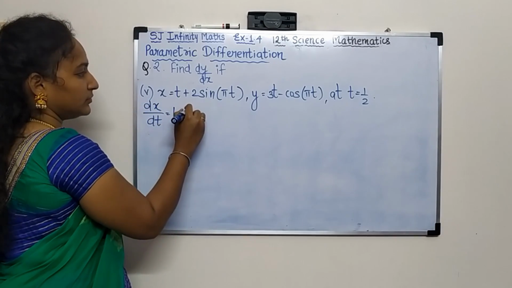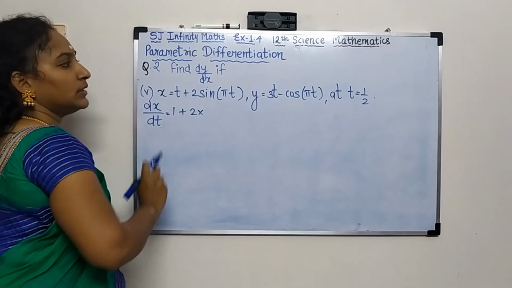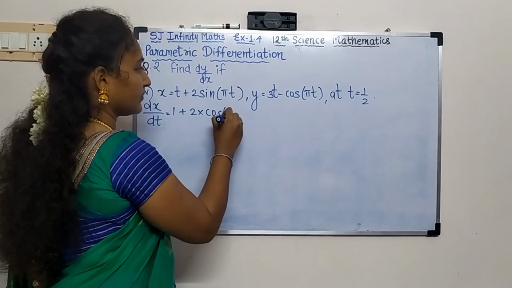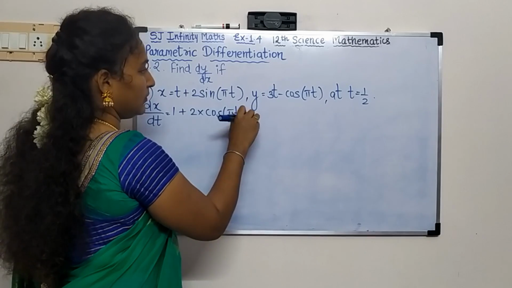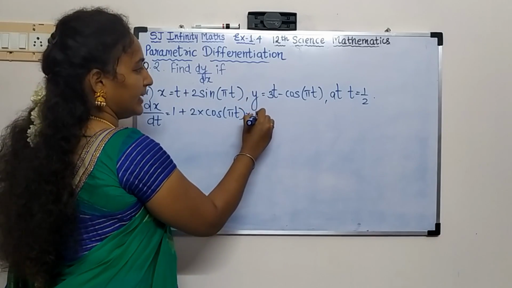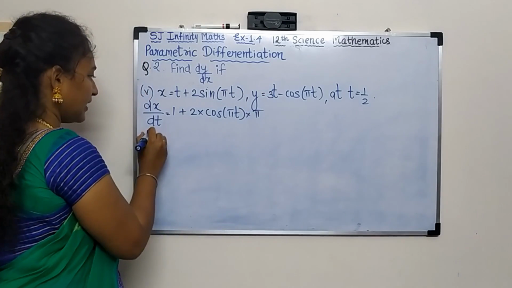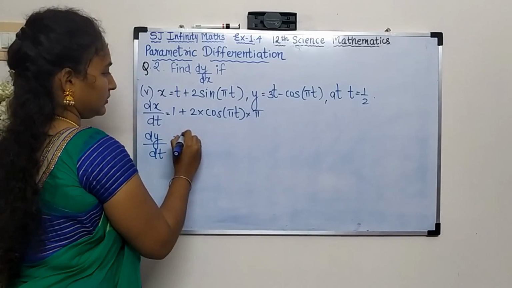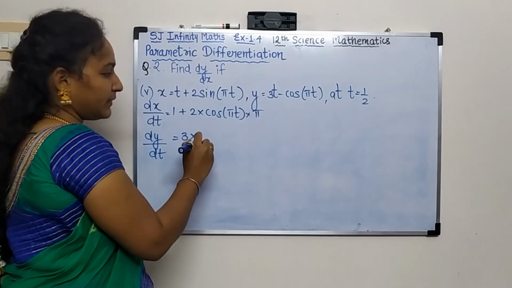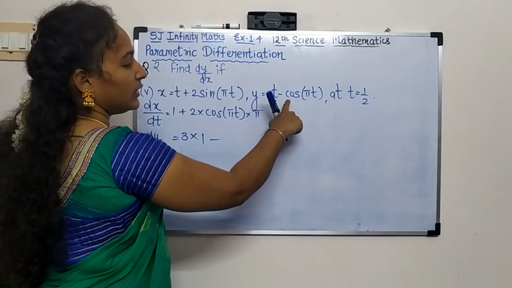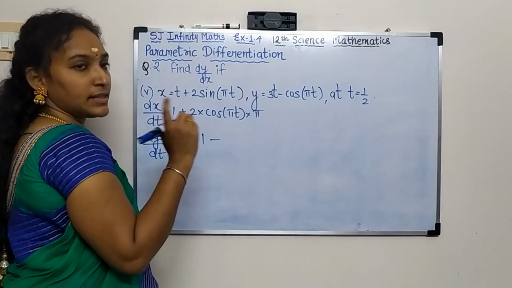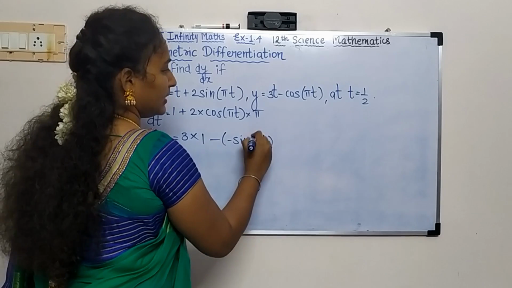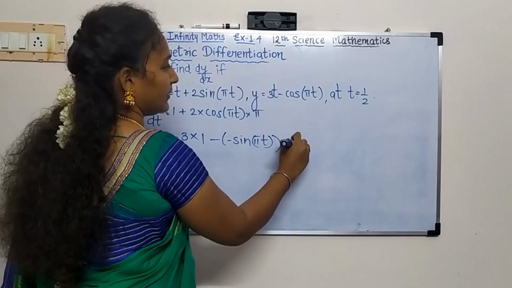Derivative of x is 1, plus 2 multiplied by derivative of sin pi t, which is cos pi t into pi. Similarly for dy by dt, 3 into derivative of t is 1, minus derivative of cos pi t is minus sin pi t into pi.